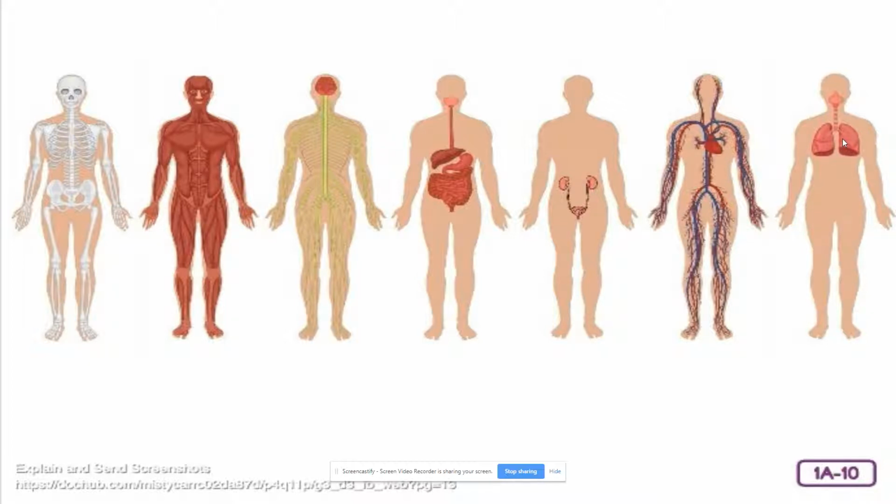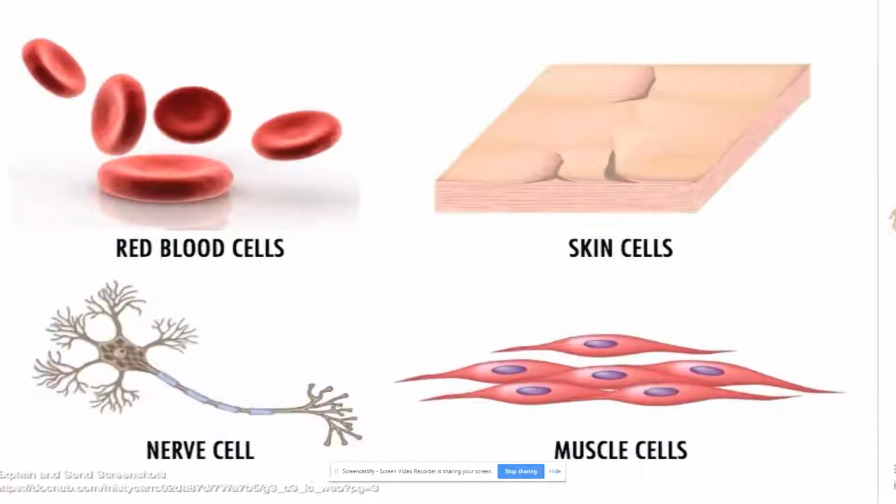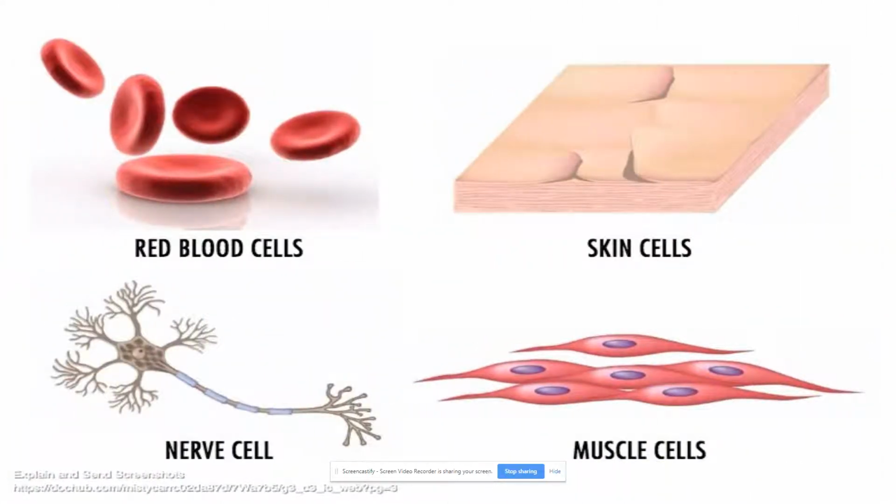Now it's time to find out what all these systems have in common. The systems of the human body are organ systems. Each system is made up of organs, parts of the body with clearly defined functions.